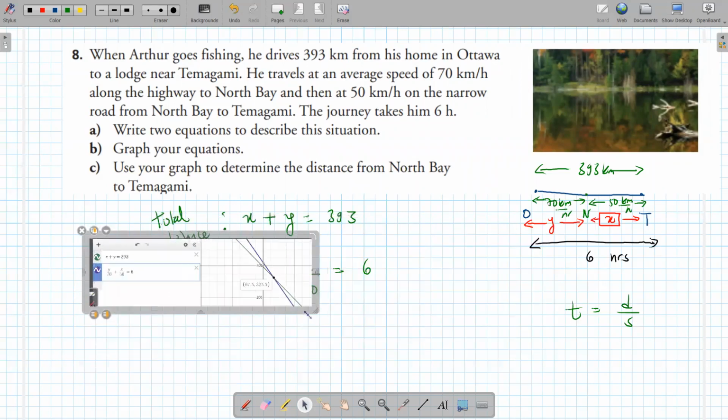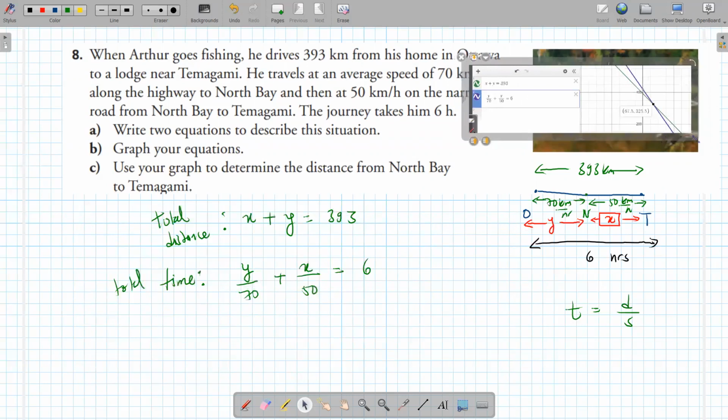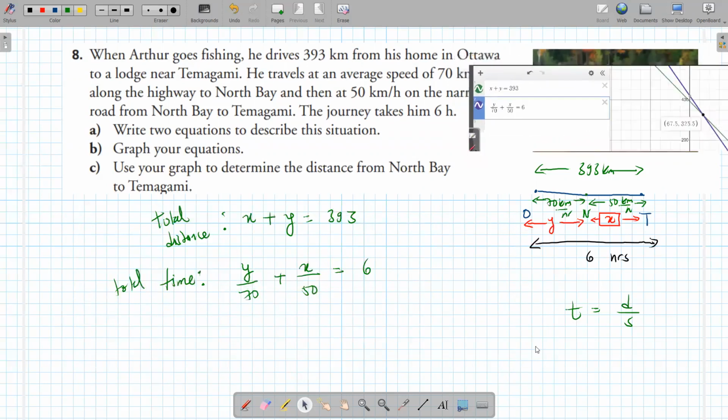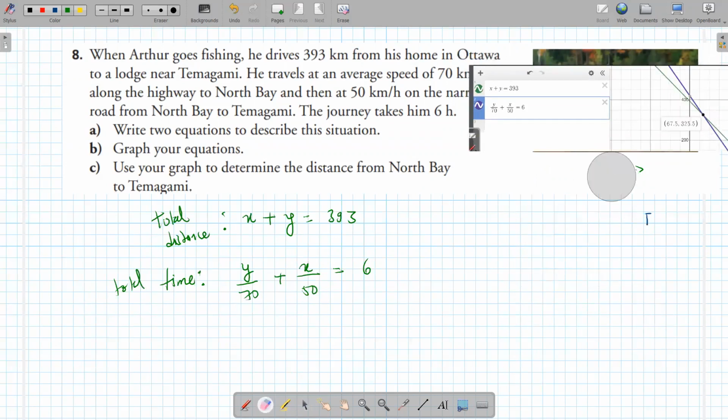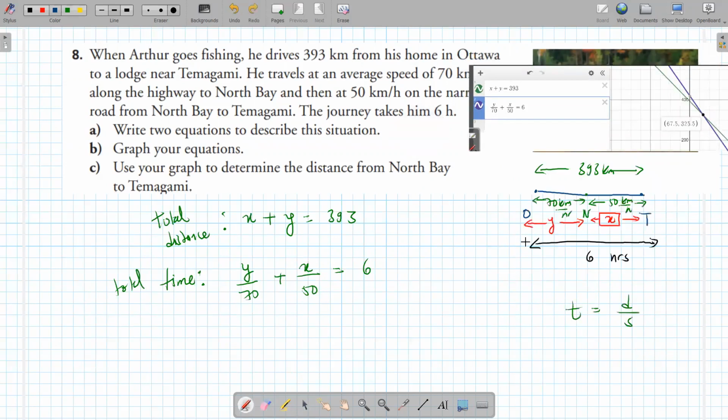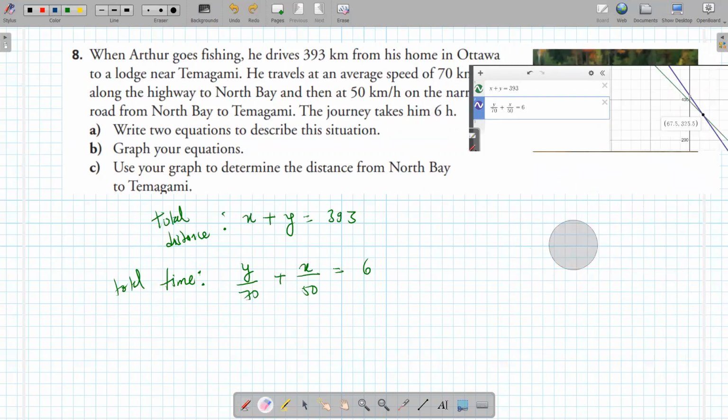But you're not always going to get a graphing calculator on the exam. So how do you do this by hand? It's not that difficult. It is just a substitution question, and you just need to do a little LCD. Here, let me show you. X was N to T. So we're solving for x because they want the distance from North Bay to Temagami. Whatever you're solving for, make sure that's on the other side of this equation. Now we're going to plug that in as y in here.